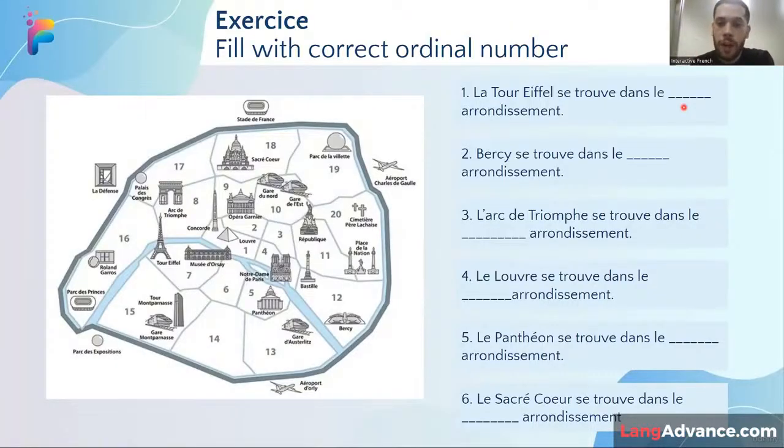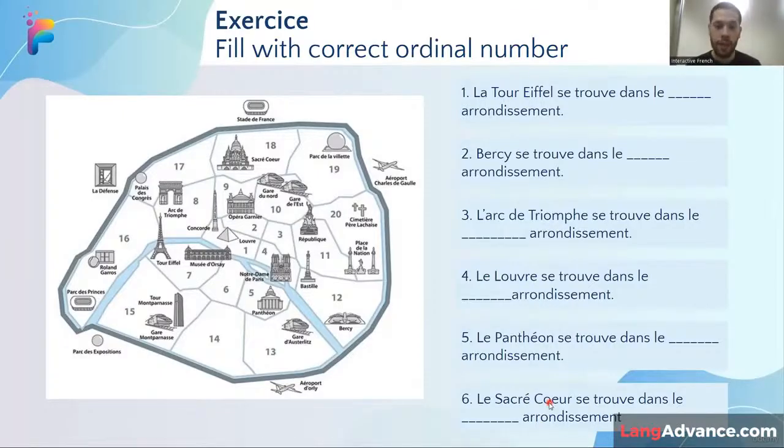So try to find for each location, right? La Tour Eiffel, for instance, Bercy, l'Arc de Triomphe, le Louvre, le Panthéon, le Sacré-Cœur. For each landmark, find the corresponding arrondissement on the map. All right, so you can pause the video and try by yourself. Let's go.